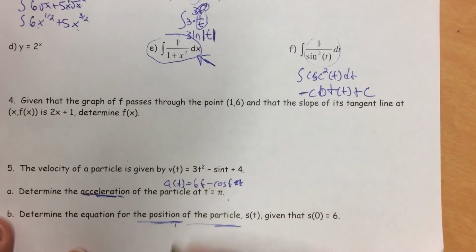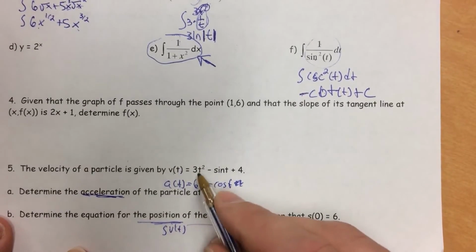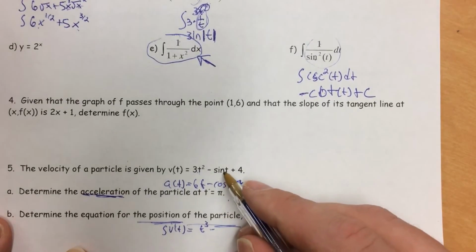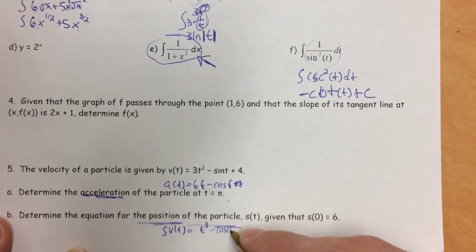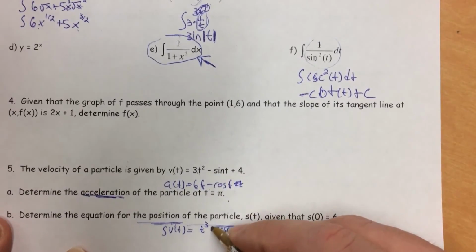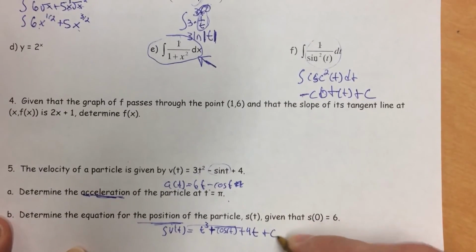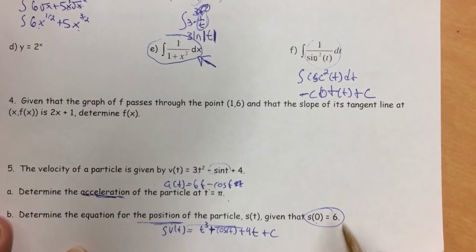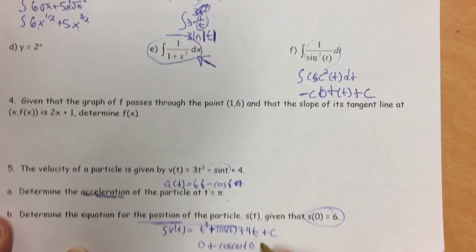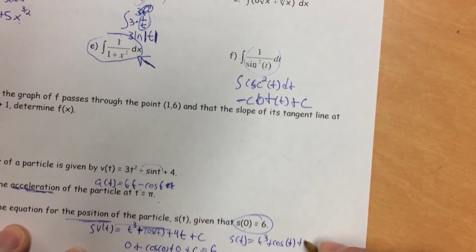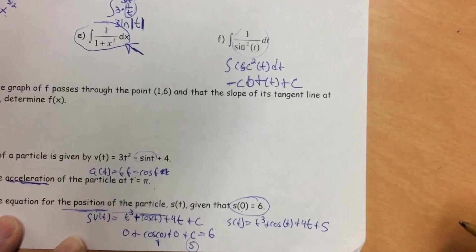The position is the integral of velocity, because the derivative of position is velocity. So when we do the integral, we raise the power by 1 and divide by the new power. The integral of sine is not cosine. The derivative of cosine will give you negative sine, so we need to change the sign, because when we take the derivative of cosine, we'll get negative sine. And we get 4t here plus c, and it tells us that the position at 0 is 6. So 0 plus cosine of 0 plus 0 plus c equals 6. Cosine of 0 is 1, and so that means c is 5. So the position, s of t, is equal to t cubed plus cosine of t plus 4t plus 5. So that's what we should get there.